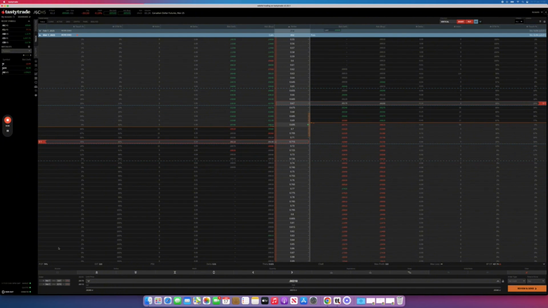So that means we have a 74% chance of making at least 1 penny on this trade at expiration. Now, if we don't want to hold till expiration and say we want to get out at 50% of max profit, we have a P50 here.